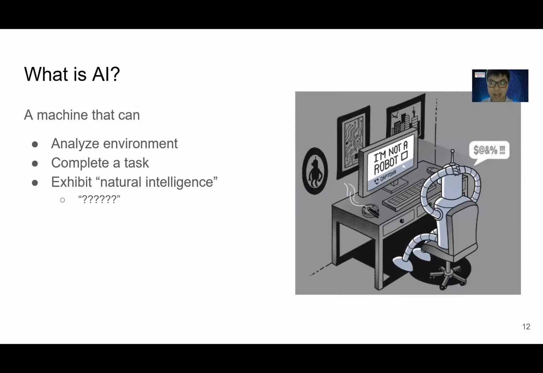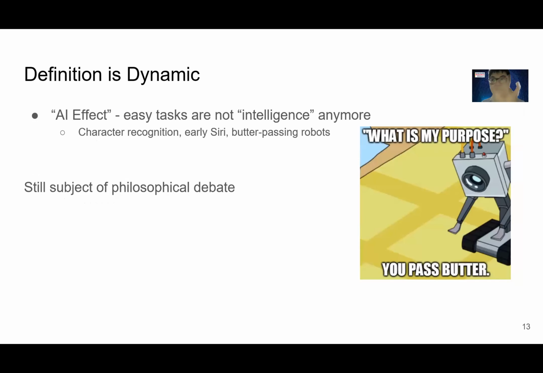A lot of people don't know the specific definition of AI. At the very basic fundamental level, AI is any sort of machine or program that can analyze an environment and complete a task in an intelligent manner. This last part, exhibit natural intelligence, is a total enigma. No one knows what the exact definition really means, because this comes from something called the AI effect in philosophy and sociology, where easy tasks that we thought were AI in the past aren't really intelligent anymore.